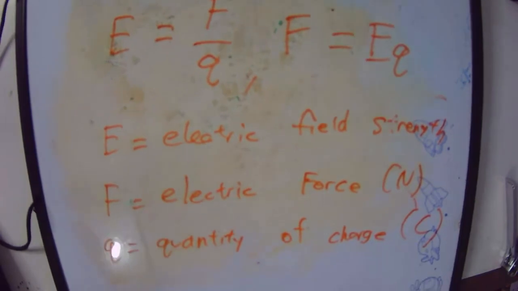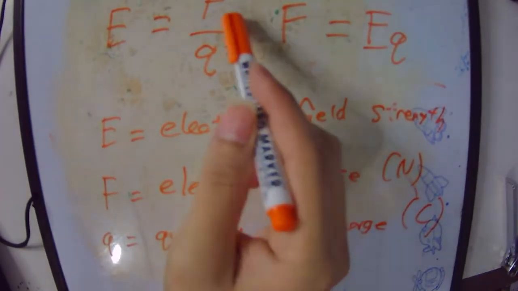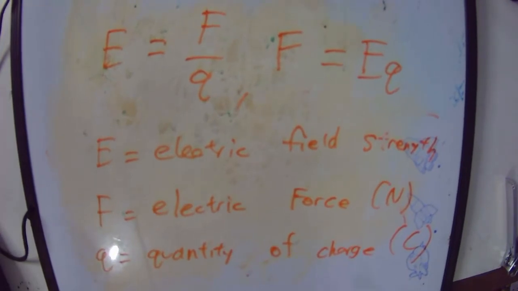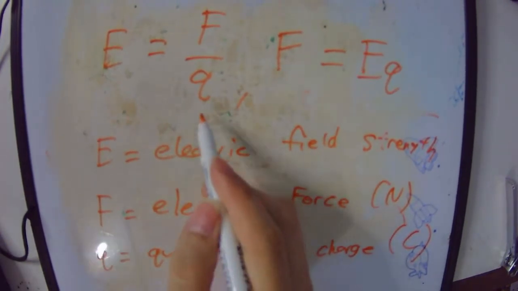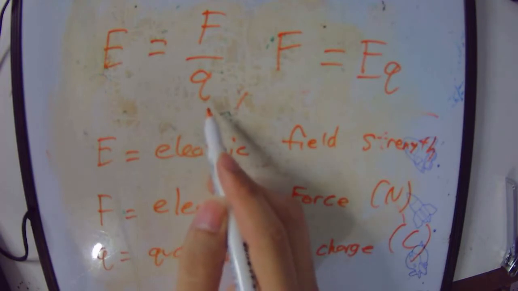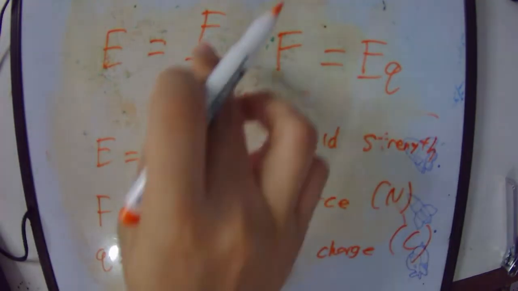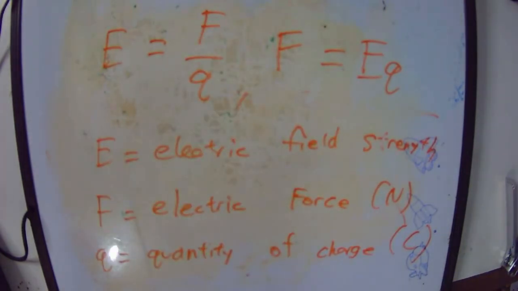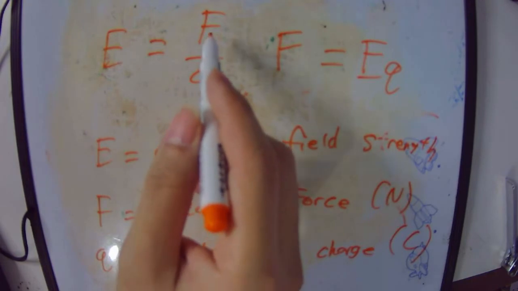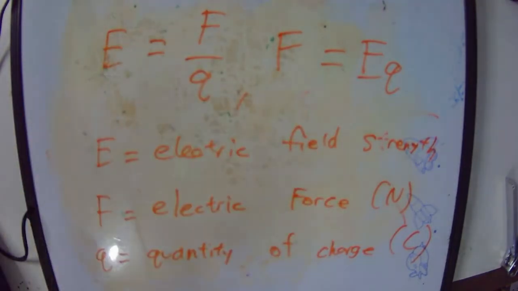On the other hand, if we look at this time, let's say Q is constant, Q does not change. Let's say Q is 1. And on top is F, the force, and this time we will change the amount of force. I think this is quite obvious. If the force is higher, then the overall electric field strength is also going to get higher.